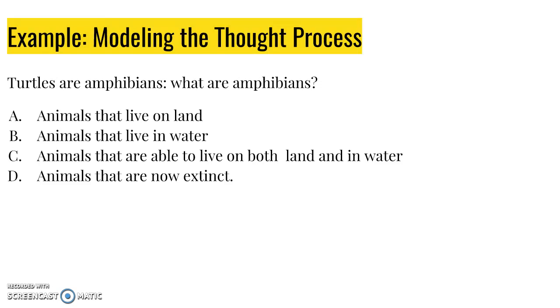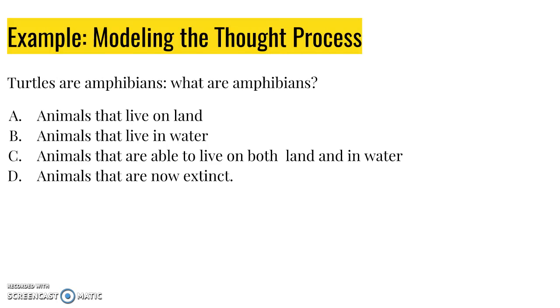A. Animals that live on land. B. Animals that live in water. C. Animals that are able to live on both land and in water. Or D. Animals that are now extinct. Let's say that we have posed this question to a student, and the student answers with letter D, animals that are now extinct.